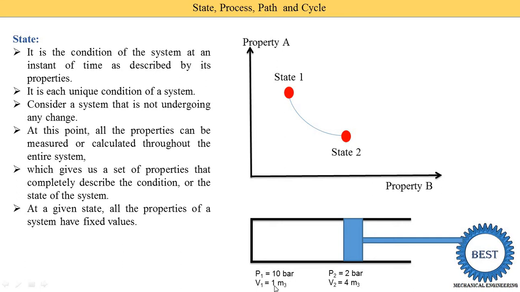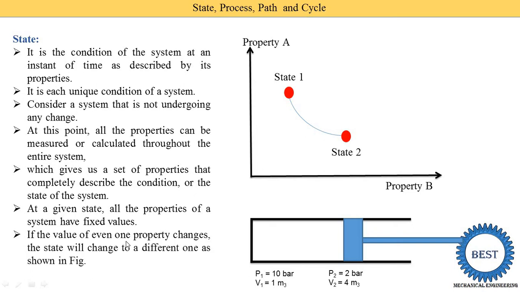When the state is changed, the values are not fixed but change. If the value of even one property is changed, the state will change to a different one, as shown in this figure. Suppose only the pressure value is changed, from 10 bar to 2 bar, but volume remains the same at 1 meter cube. Then this line is vertical in the downward direction. So if any one property is changed, the state is also changed.